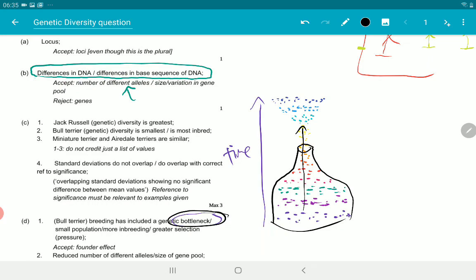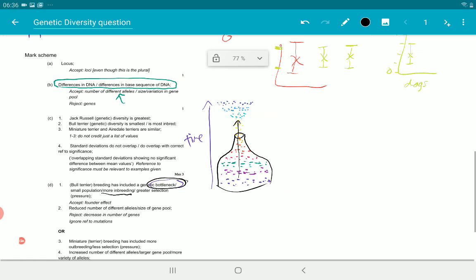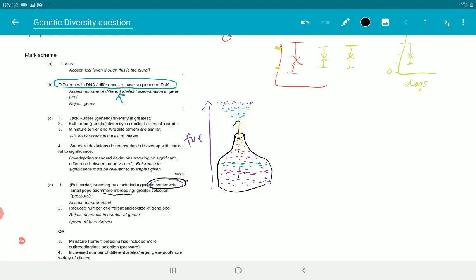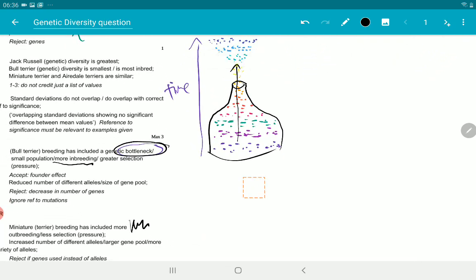Okay, more inbreeding would mean that all the dogs you had here were just breeding with each other. Well, that's what we were talking about anyway. What are they getting at? Well, inbreeding. This population was only breeding with itself anyway. That only makes sense when you look at the next option. For the miniature terrier, there's been more outbreeding, you see. So outbreeding is when you're introducing alleles from another breed.